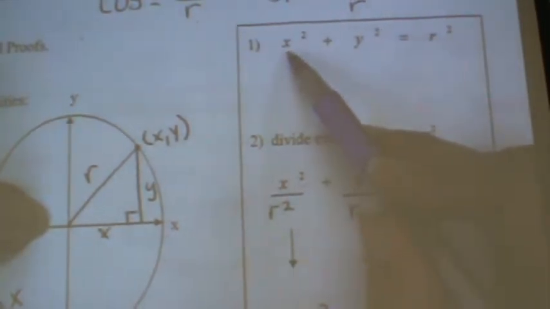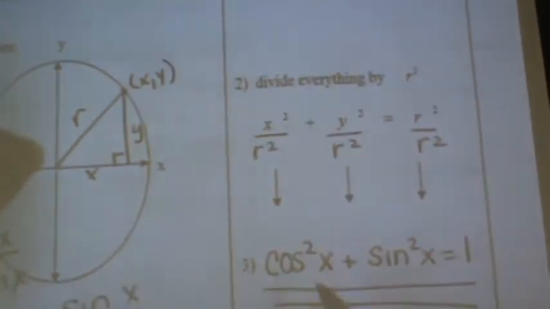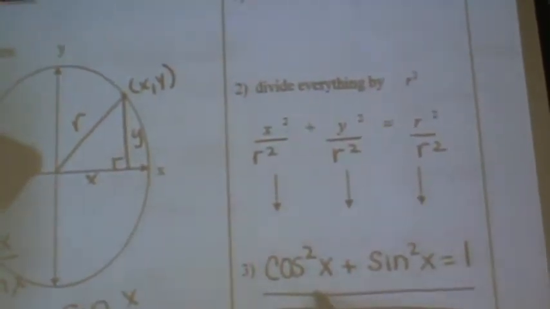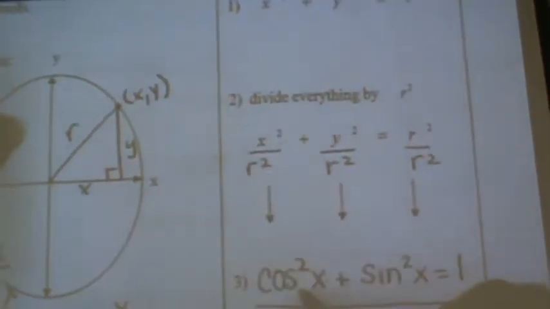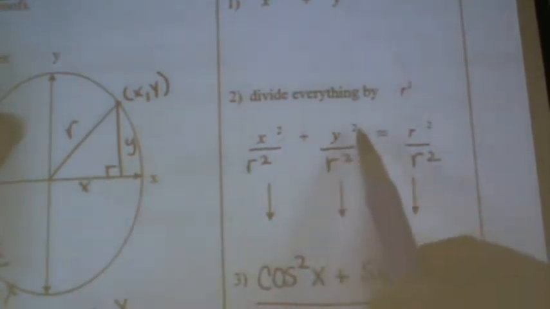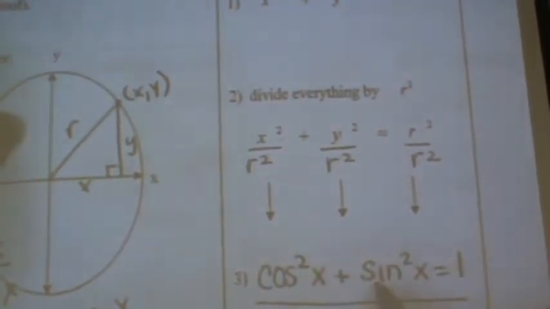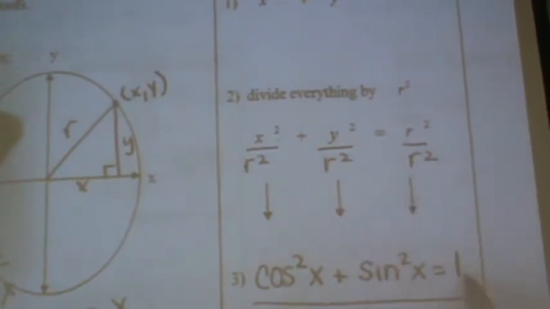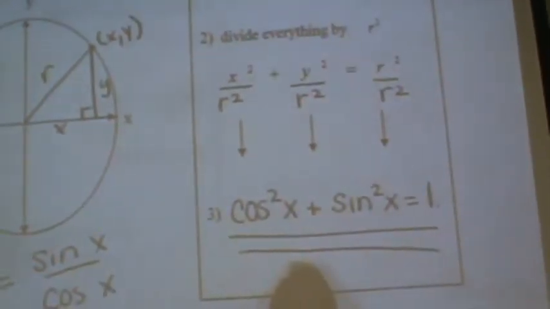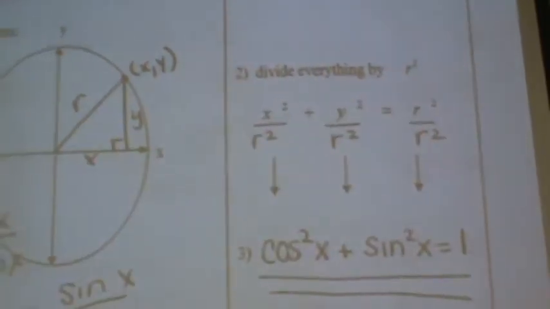Then we said, let's divide everything by R squared. If you divide everything by R squared, you have X squared over R squared, which is cosine squared. Don't we all agree that cosine is X over R? So if X squared over R squared is cosine squared, and Y squared over R squared is sine squared, and R squared over R squared is 1, we have this identity. This is where it came from.